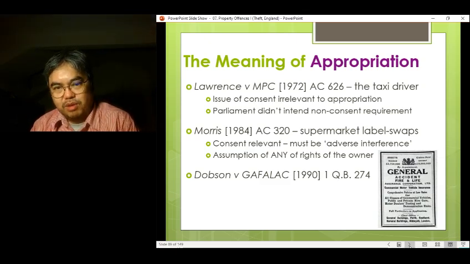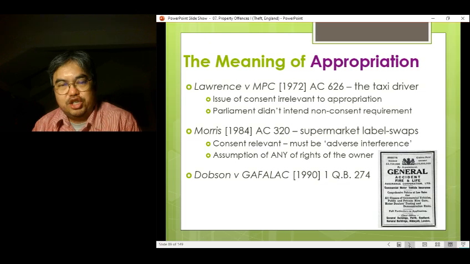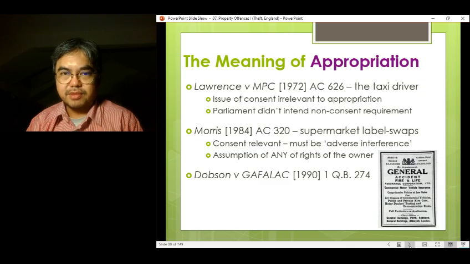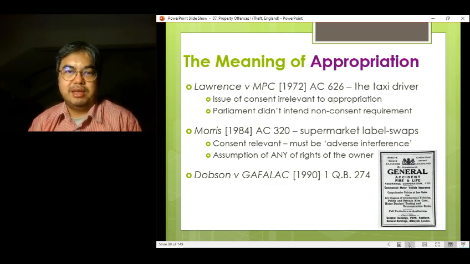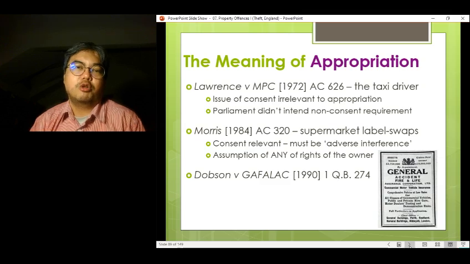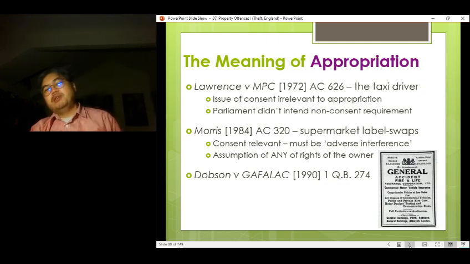So the Court of Appeal was left with a decision: should they follow Lawrence or should they follow Morris? Because both are House of Lords decisions. Doesn't matter that Morris was decided later. Doesn't mean that it is a better authority, because Morris did not expressly overrule Lawrence. So in Dobson and GAFLAC, the Court of Appeal had the decision to make.